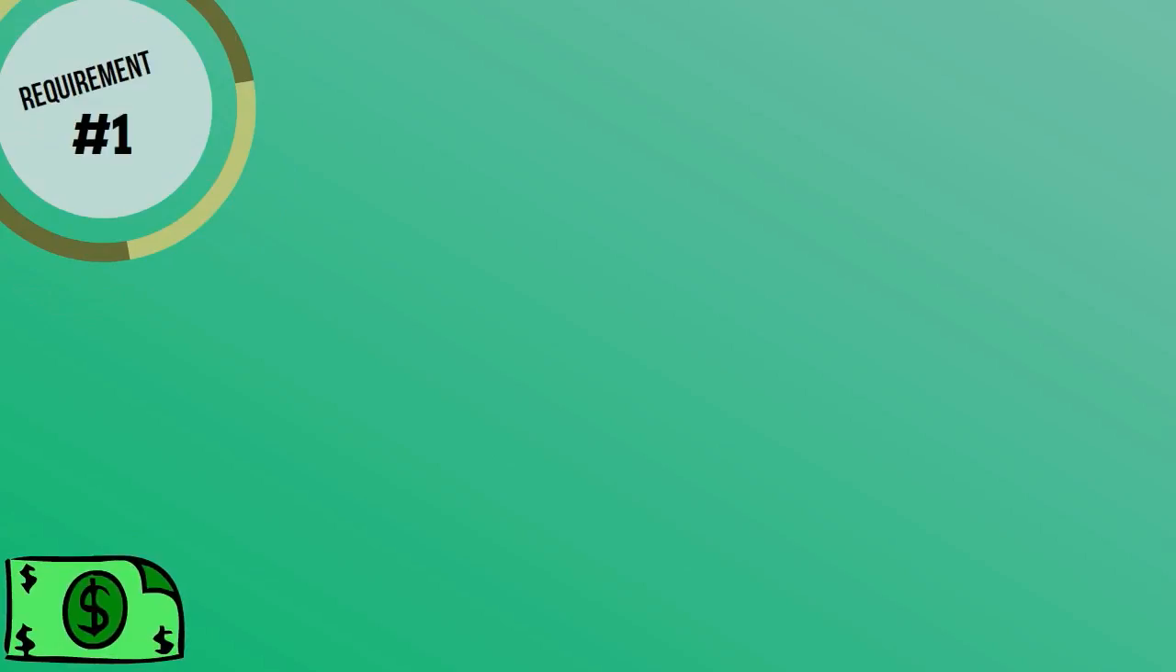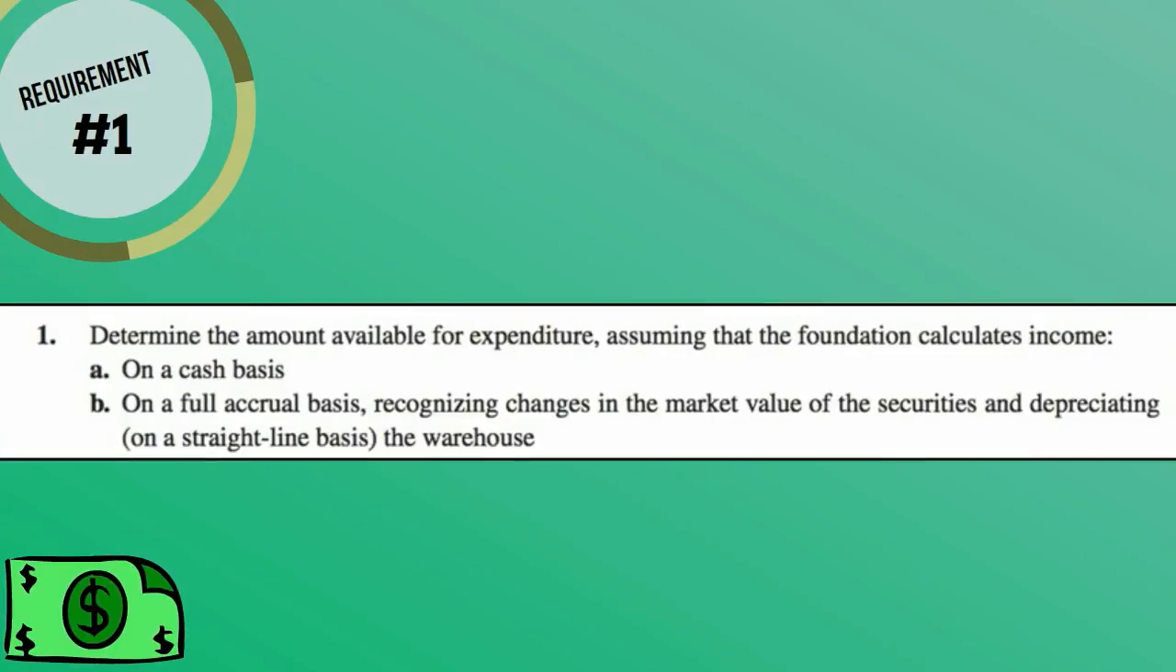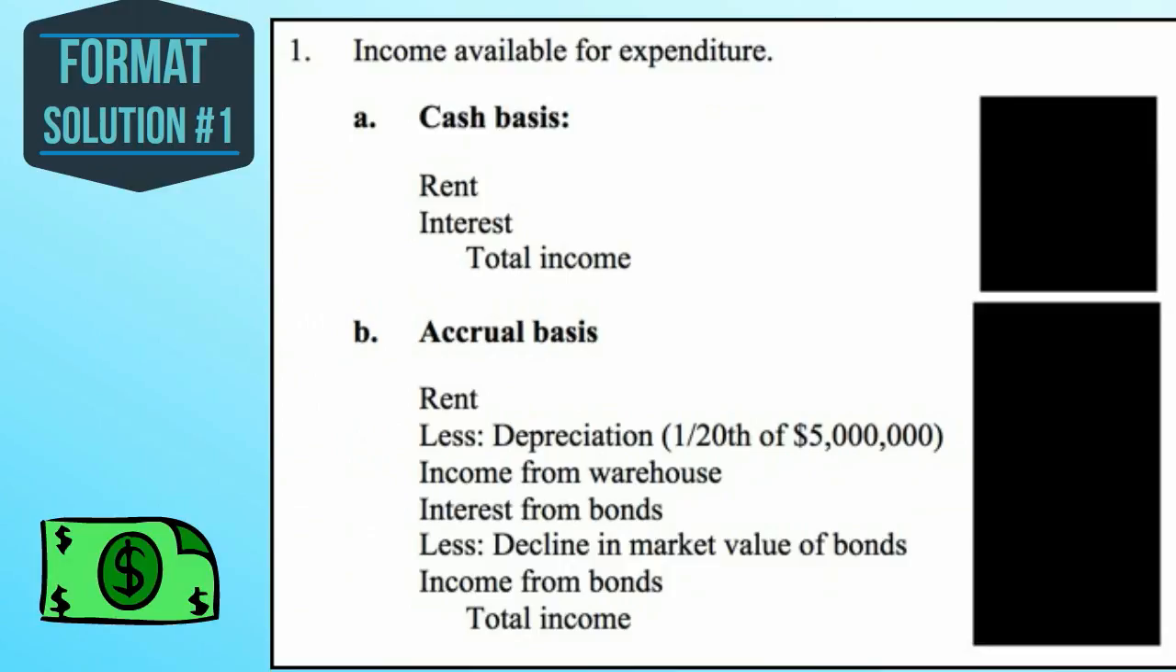So to satisfy this first requirement, we're going to prepare a mini income statement to determine the amount of expenditures available, assuming that the foundation calculates income. First on the cash basis, and then second on the full accrual basis. You can see here for parts A and B, we have a cash basis and an accrual basis calculation of income, or income statement. On the cash basis, there's only two components. It's a little more number of items on the accrual basis, but these come from the scenario given.